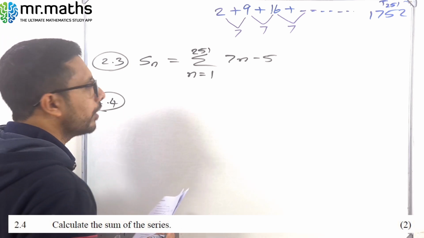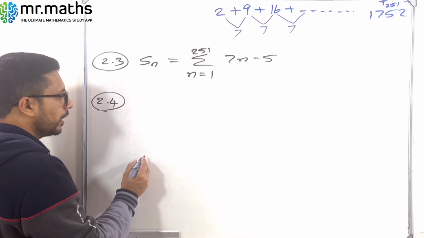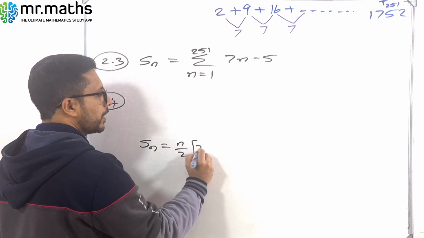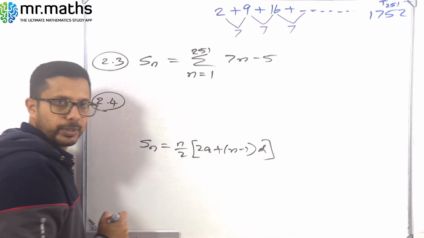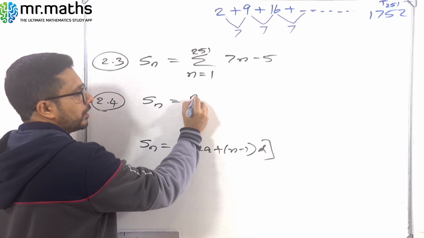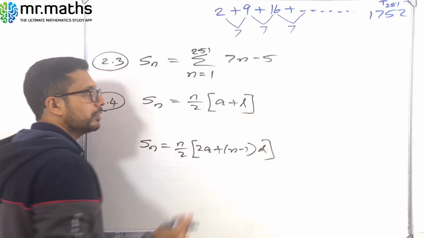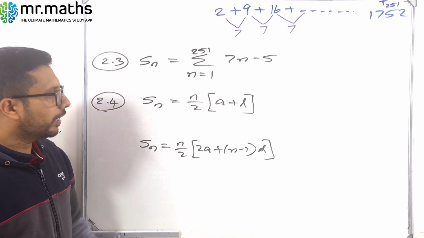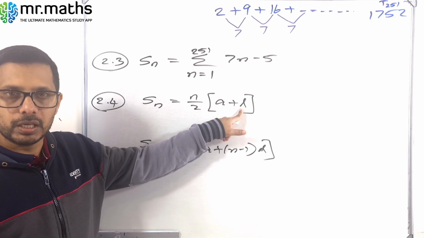Okay, so what is the formula to find the sum of an arithmetic series? You studied two formulas. One is Sn is equal to n over 2 into 2a plus n minus 1 into d, am I right? There is another formula you studied. What is that formula? Sn is equal to n over 2 into a plus l. This is also a formula to find the sum of an arithmetic series. A stands for first term, L stands for last term.